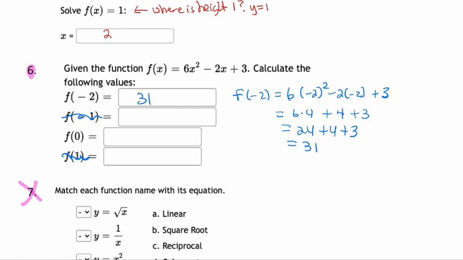Now, in f of 0, when we input 0, you can do exactly the same thing. We're just replacing our x value this time with 0. What's great about plugging in 0 is the fact that every term that had an x becomes 0, so we just get 3. So plug it into a function. I think you guys are good with that at this point. Any questions about number 6?